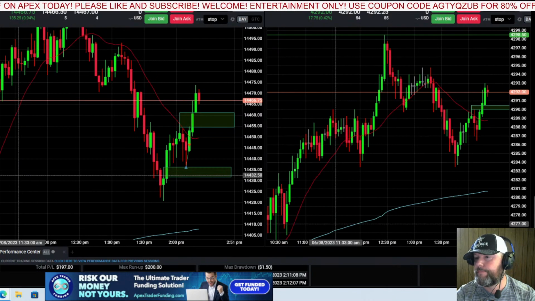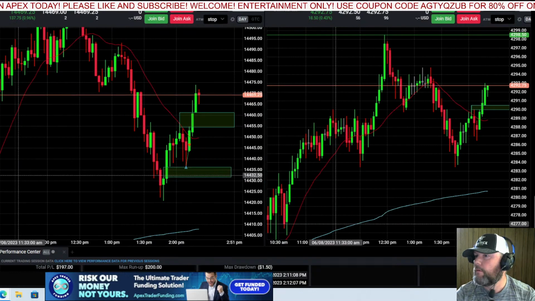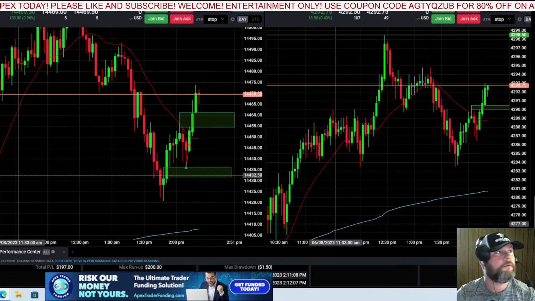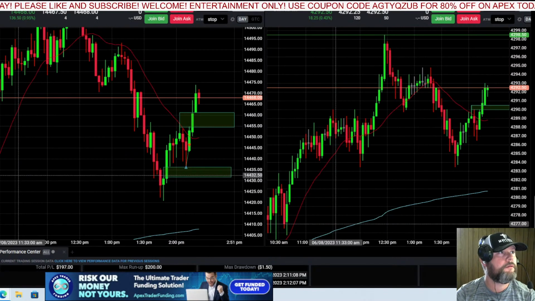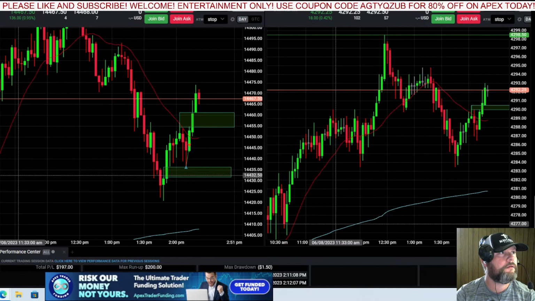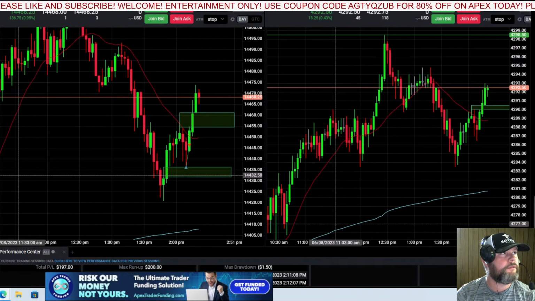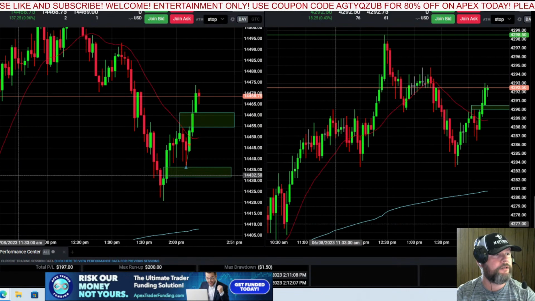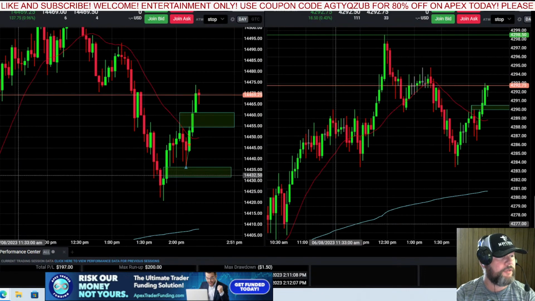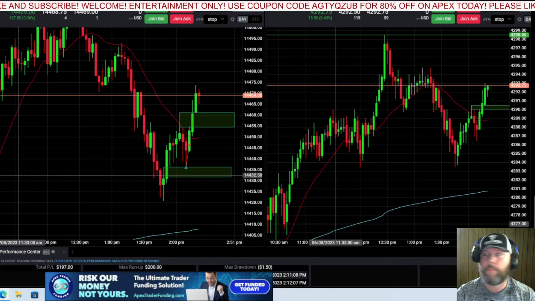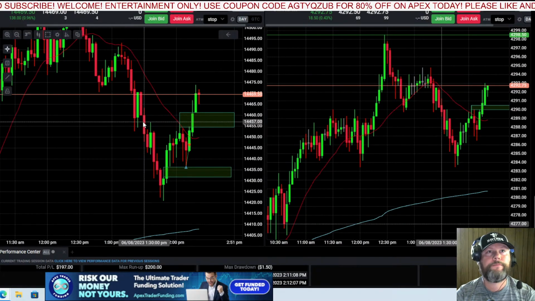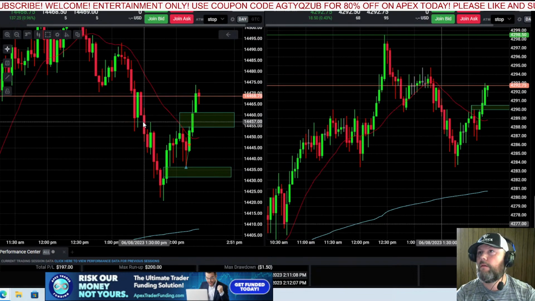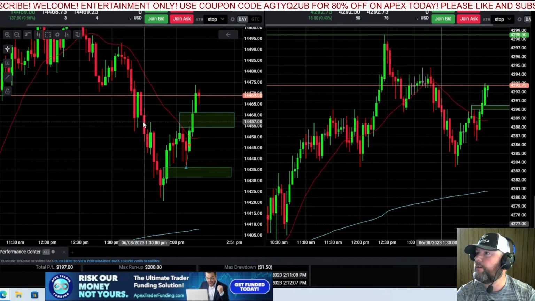Possibly here. Trying to pay attention here to the 1-minute and the 2-minute as well, just to see what's going on there. We are trading up into a bearish fair value gap too. Always got to be aware of that. But we do have a nice market structure shift here.